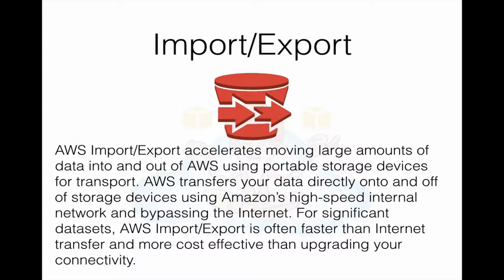So we'll start with Import Export. AWS Import Export accelerates moving large amounts of data into and out of the AWS platform using portable storage devices for transport. AWS transfers your data directly onto and off of storage devices using Amazon's high-speed internal network, bypassing the internet. For significant data sets, AWS Import Export is often faster than internet transfer, or more cost-effective than upgrading your connectivity. So I'll give you an example.